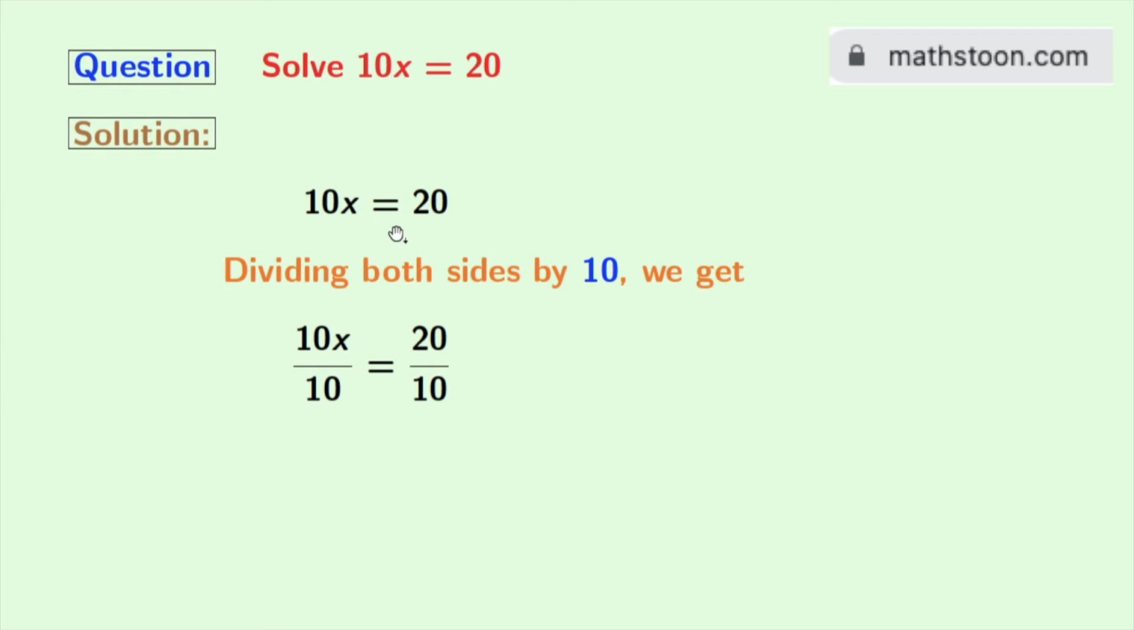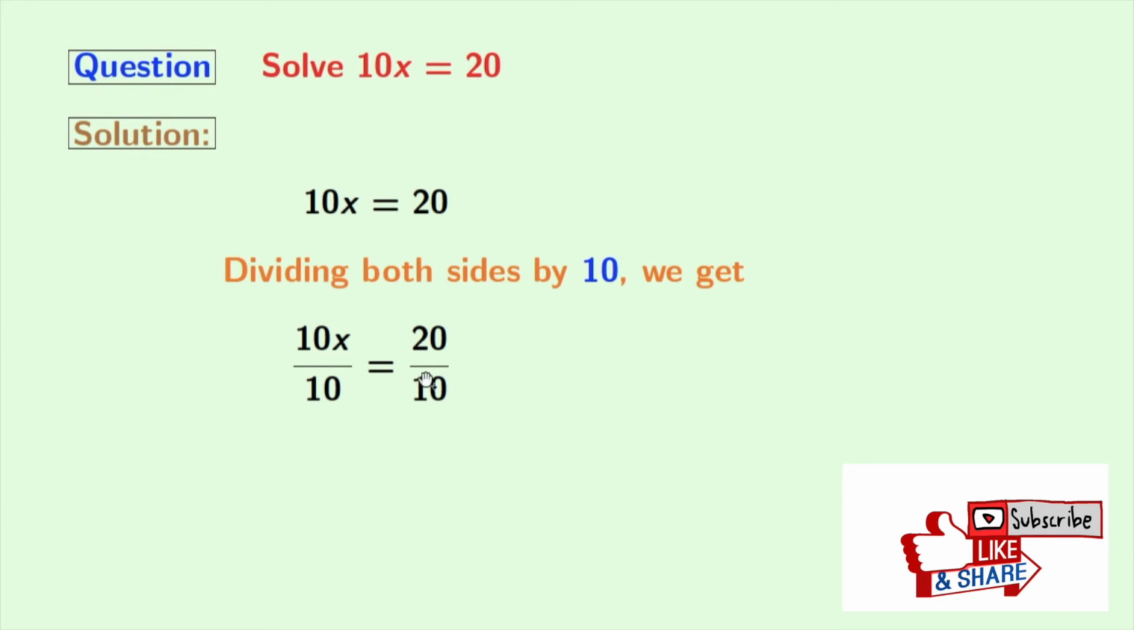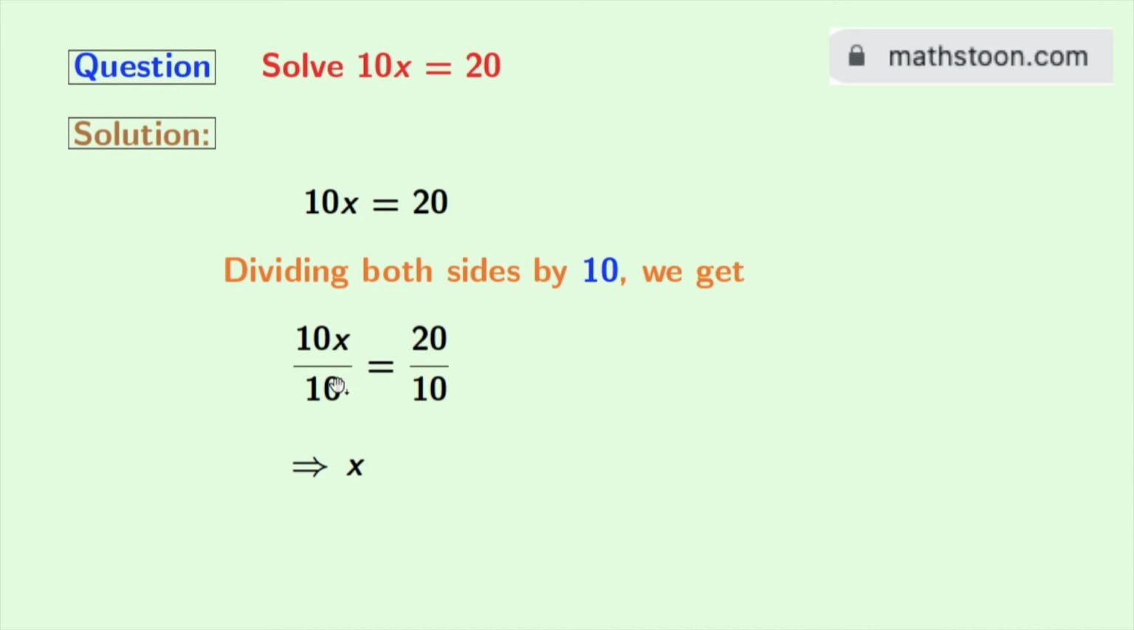Doing so, we get 10x by 10 is equal to 20 by 10. Now in the left hand side we have 10 and 10, so that gets cancelled and we are left with x. And in the right hand side we have 20 by 10 which is 2. So finally we get x is equal to 2 as our answer.